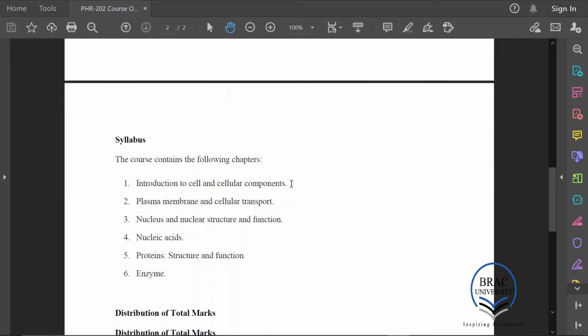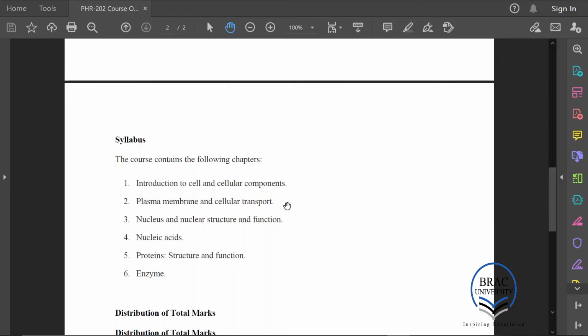Our course is composed of 6 chapters. The first chapter is the introduction to cell and its components. For example, every living creature is composed of cells, and there are mainly 2 types of cells and their characteristics. Every cell has some subcellular components and organelles, for example mitochondria, lysosome, etc. These have very specific functions, and we will learn about these functions in detail in this chapter.